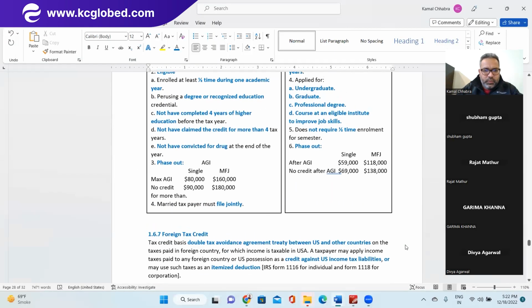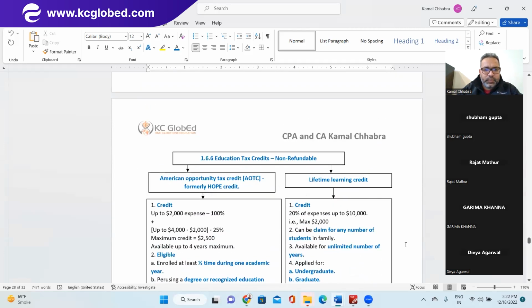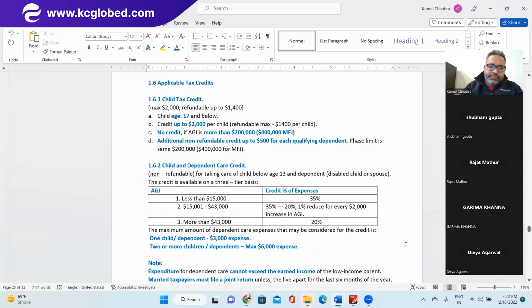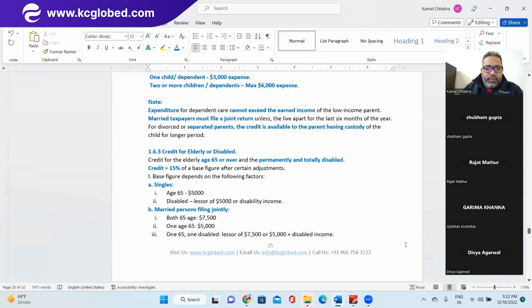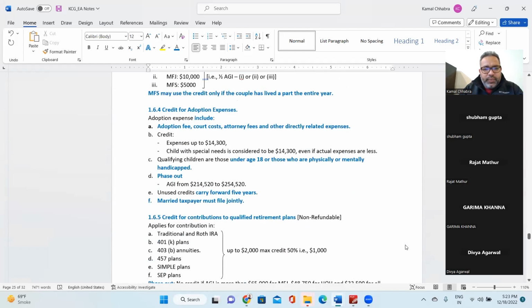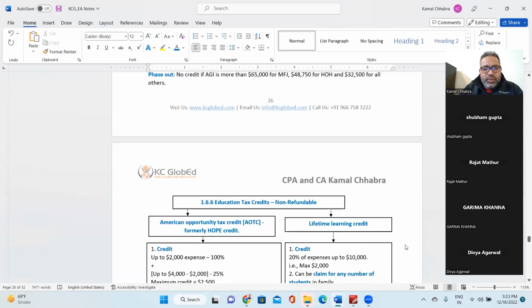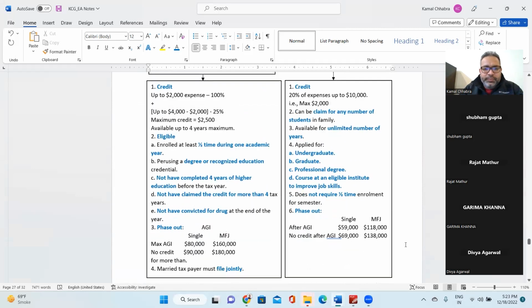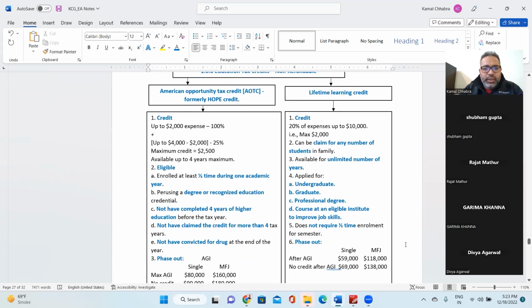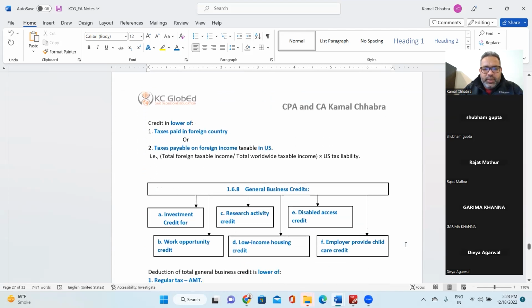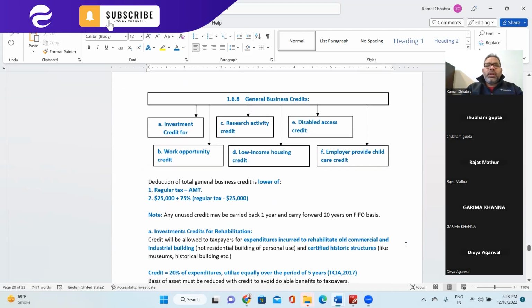So far we have covered till foreign tax, so we have covered 7. Let me quickly scroll through all the tax credits. We did the child tax credit, the child and dependent care credit, then the credit for elderly or disabled people. Then we cracked the credit for adoption expenses, credit for contribution, and then we invested a good amount of time in understanding the education tax credit, which is a non-refundable tax credit. There we studied both the American opportunity tax credit and the lifetime learning credit. And lastly, before going on a break, we finished off the foreign tax credit, and we did certain examples for that also. Now we are jumping on to the general business credit.